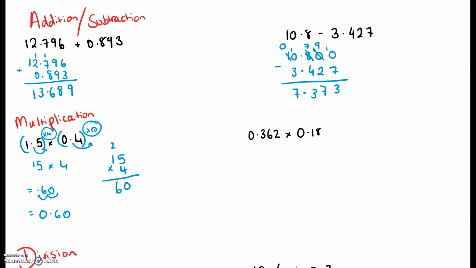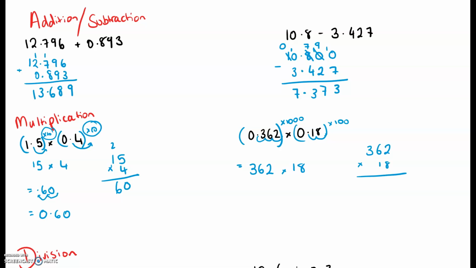Okay, next one, we've got 0.362 times 0.18. Now in order to change this one into a whole number, we would need to multiply by 1,000 because we're moving the decimal point 1, 2, 3 places. So we times it by 1,000 and we get 362. And then this one here is 0.18. We would need to times this by 100 to move 2 decimal places, so we'd have that 1, 2. So altogether, we've moved the decimal point 5 places, and that becomes 18. Now again, we can do our column multiplication.